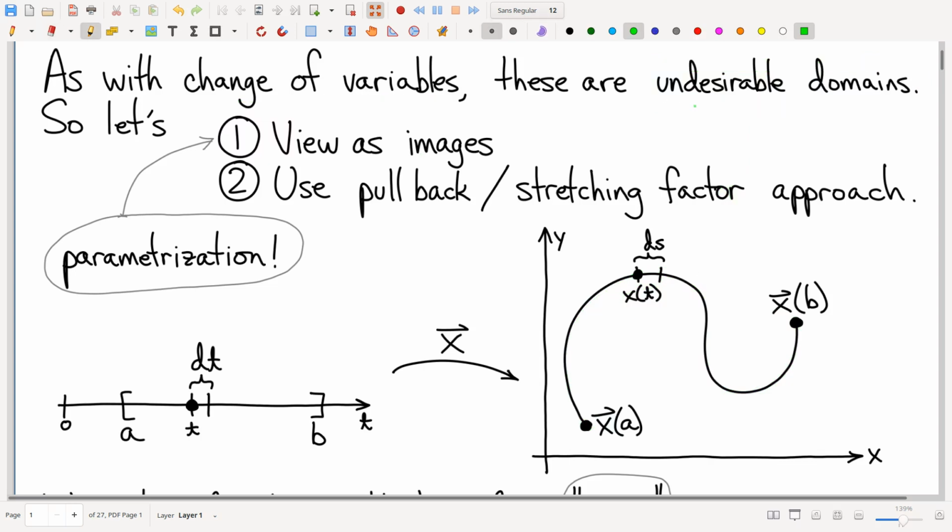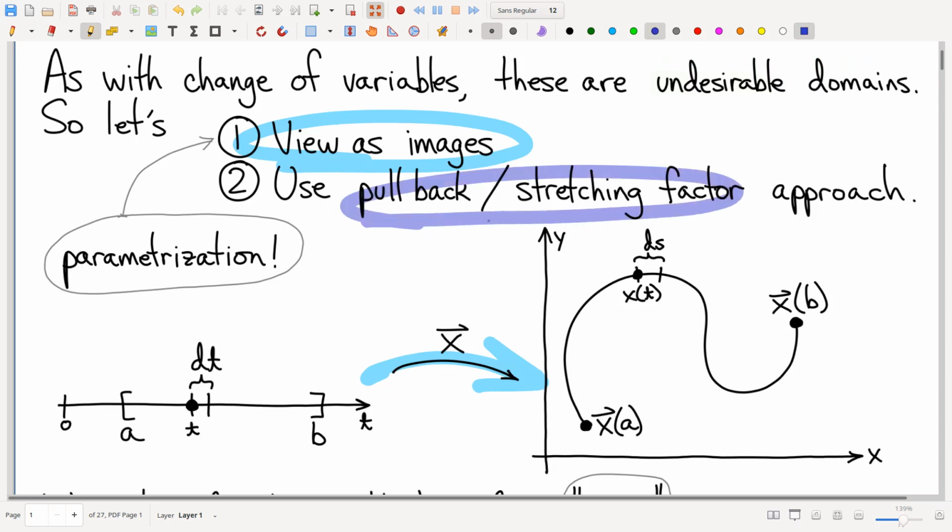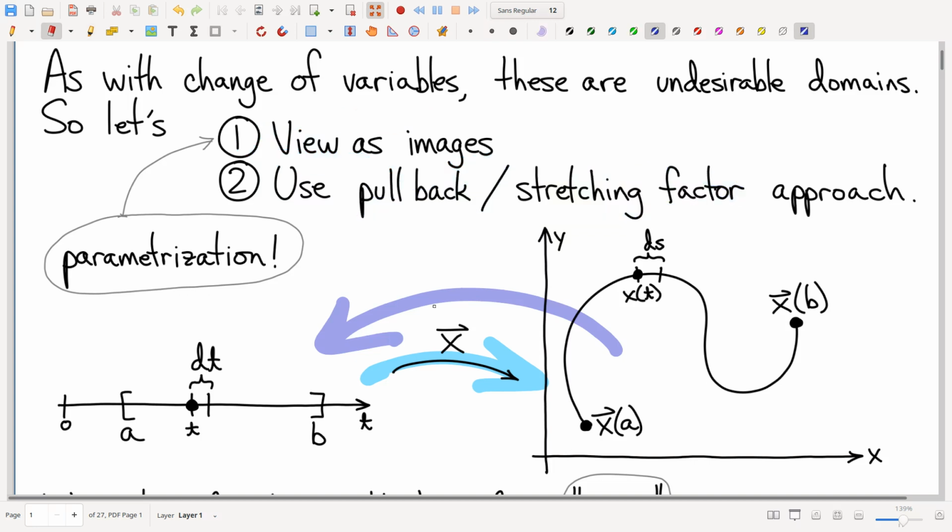Just like within change of variables, we're going to figure out how to view our undesirable domain as an image, and then we're going to use the pullback and stretching factor strategy to take an integral defined on a curve, which we, again, don't know how to deal with computationally, a highly undesirable domain for an integral. We're going to figure out how to rewrite it as an integral that happens just on the t-axis. In other words, a single variable integral. So it's just another example of a pullback. It's just like change of variables with a few details changed.